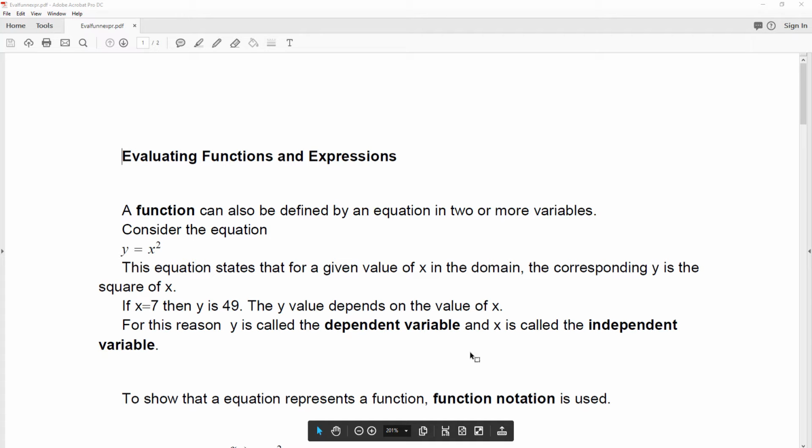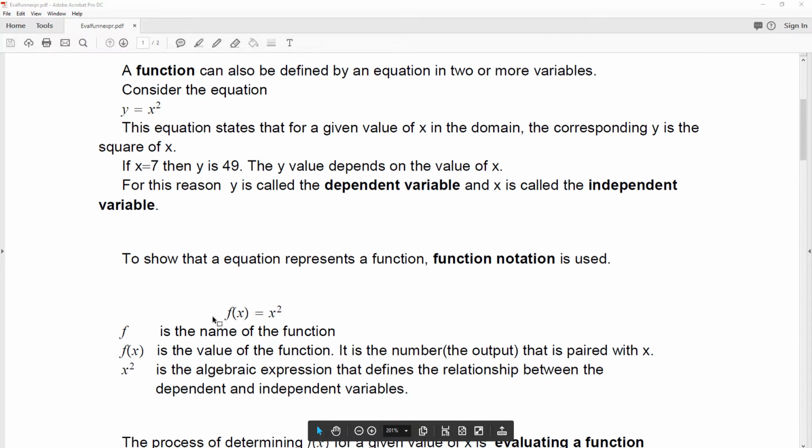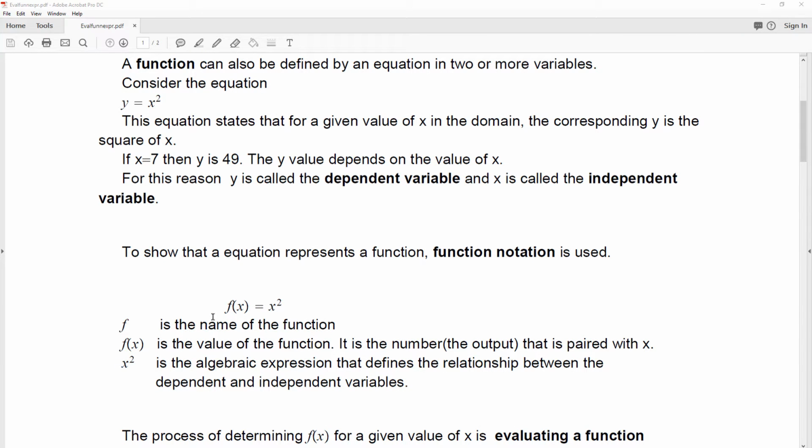To show that an equation represents a function, function notation is used. f is the name of the function. f of x is the value of the function. It is the number, the output that is paired with x. x squared is the algebraic expression that defines the relationship between independent and dependent variables.